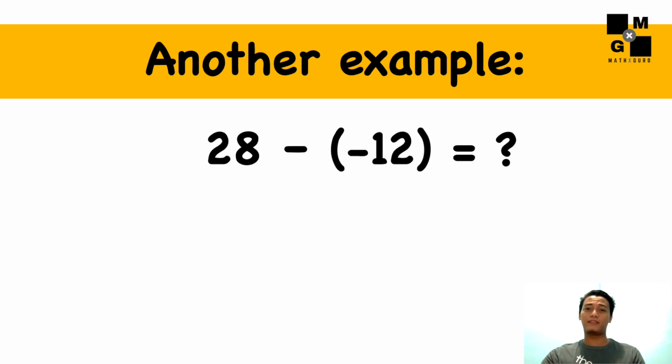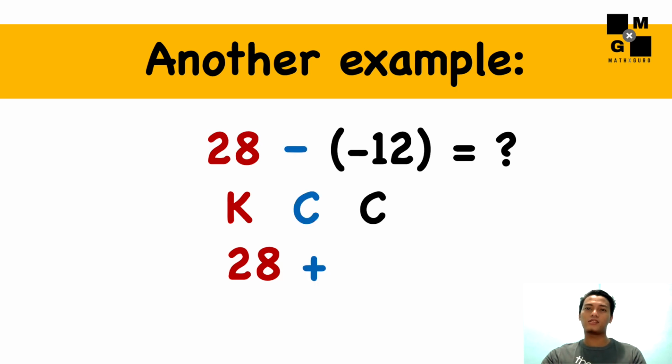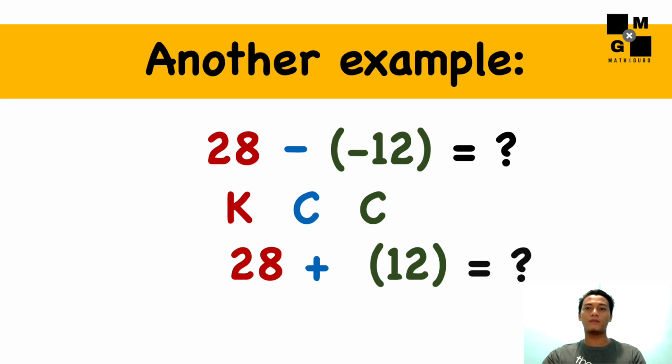28 minus negative 12. Apply KCC. Keep the minuend 28. Change subtraction to addition, and then change the subtrahend negative 12 to positive 12. So we will have 28 plus 12. So now, we will proceed to the rules of adding integers. So we will have 28 plus 12.